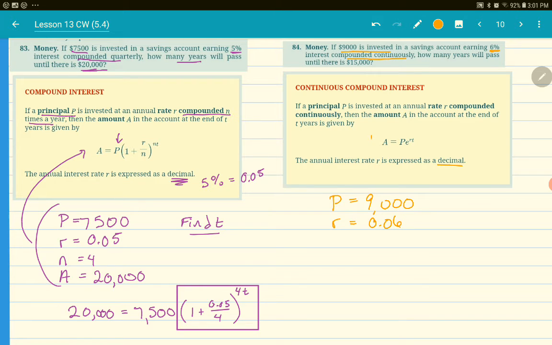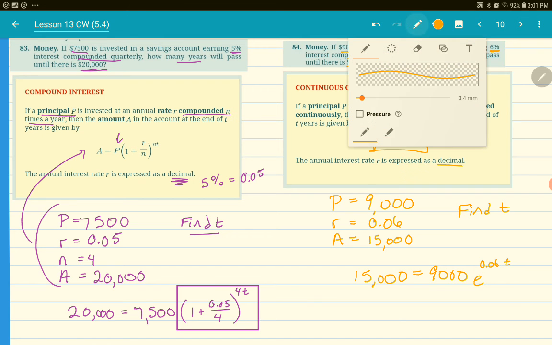It's compounded continuously, which means we use this equation. How many years, so we need to find t, will pass until there's 15,000 in there. Our total amount after however many years is going to be 15,000. So I set up my equation: 15,000 equals the principal times e to the r t. And I need to use my log techniques to solve for t.